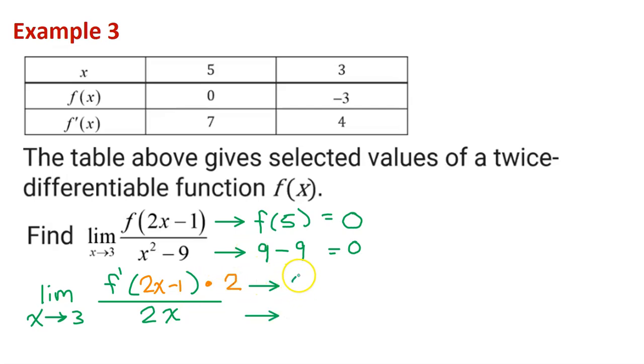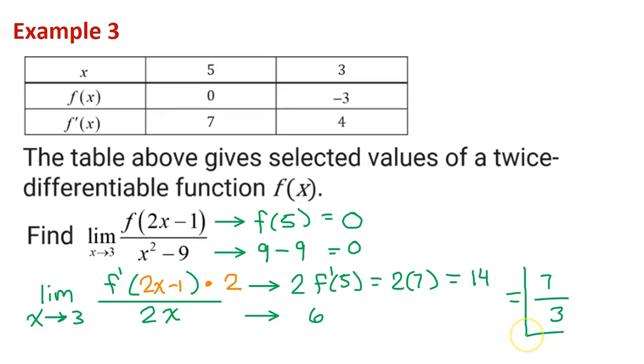I'm going to put this little 2 here in the front. If we plug in 3 right here, that's 6 minus 1, which is 5. So we'd have 2 times f prime at 5. According to the chart, f prime at 5 is 7. And of course 2 times 7 is 14. Meanwhile, if we plug in 3 right here, that's going to be 6. So 14 over 6. This reduces to 7 over 3. So that's the limit.